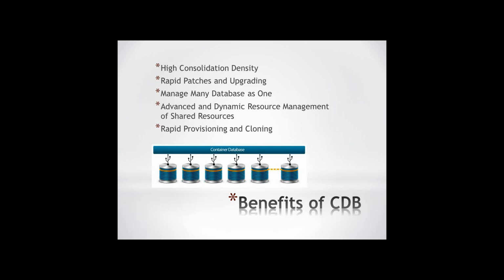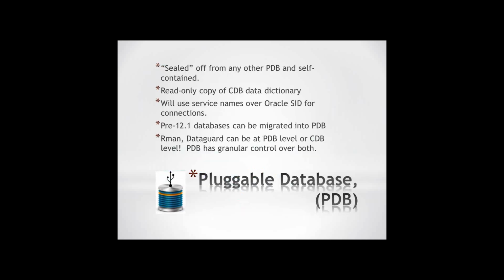You have advanced dynamic resource management. This is extremely important: when one pluggable database requires more PGA, it can get that from the system. You're going to be allocating your actual resources at the container level for the entire pluggable environment, and that's where you will actually manage it. And then your rapid provisioning and cloning. This is something that we're going to work with a little bit in our actual demo, of how easy it is and how many different ways that you can actually clone. I'm just going to grab a couple of them, but you're going to see just how easy it is. So the PDB.